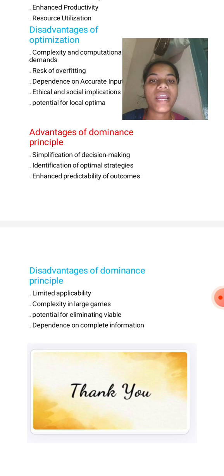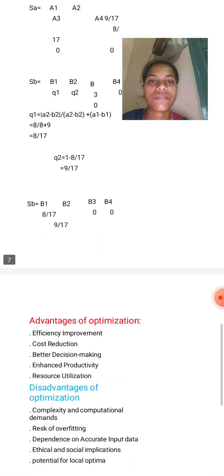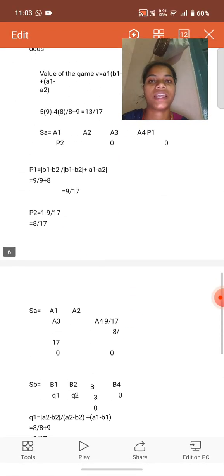So potential for eliminating variables. The last one is dependence on complete information. This dominance principle completely depends on complete information. So this is about the advantages, disadvantages, and applications of the dominance principle and optimization technique.